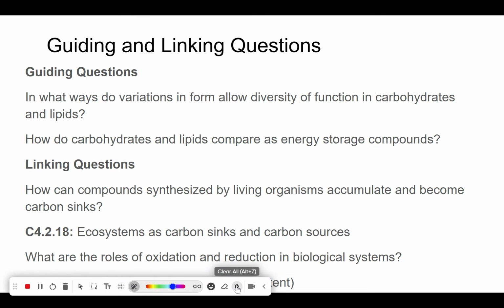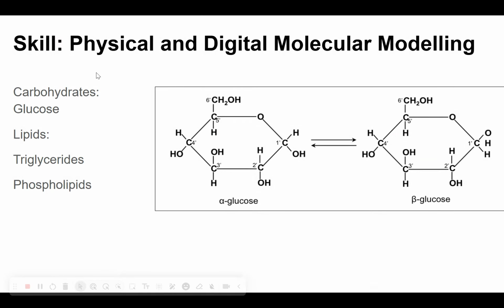All right, so let's get looking at our associated skill. And here I'm putting the associated skill as physical and digital molecular modeling. Because when you're looking at the form and function of different types of molecules, it is important to be able to draw out their form in order to discuss their function.